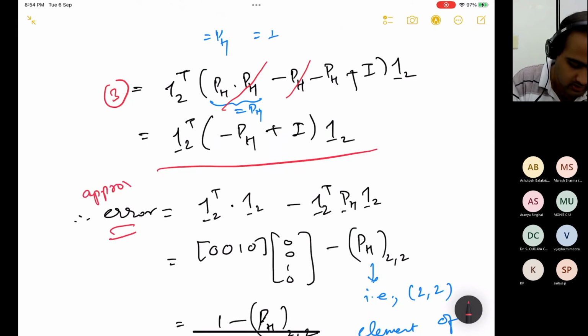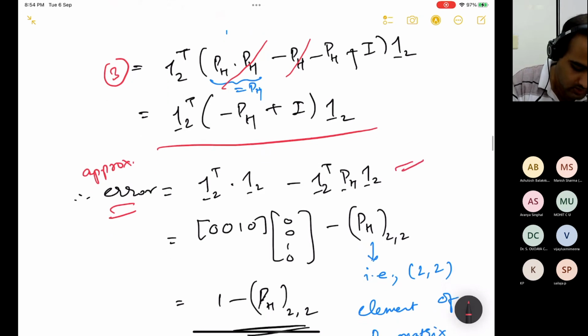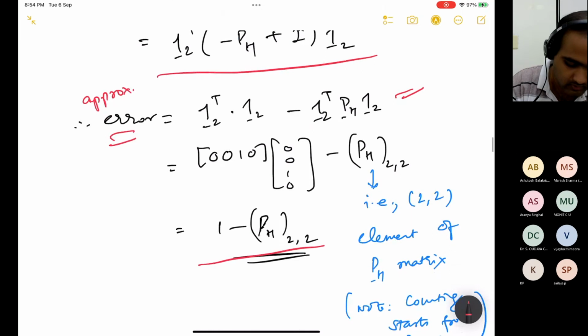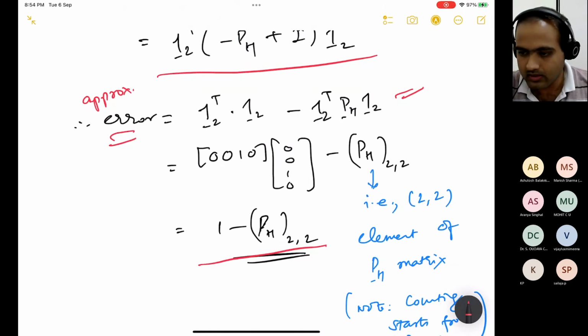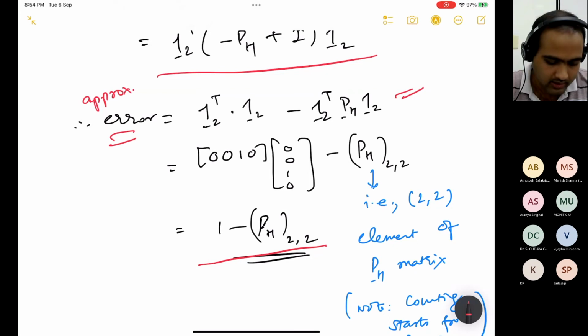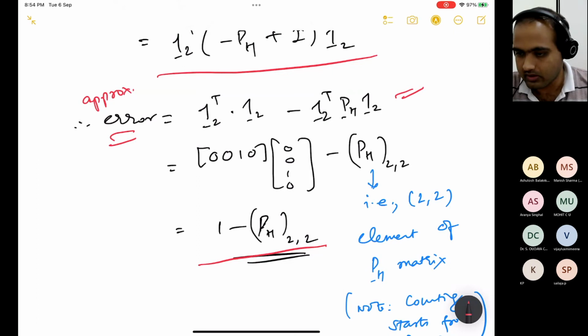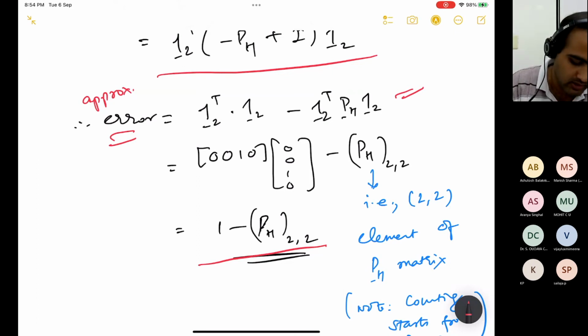The approximation error for equalization is given by this step, which further becomes this. If you are not able to understand this, because it is a very complex matrix notation, don't worry. We'll be solving some problems very soon, and in that you will be able to understand the meaning of this matrix notation. So what is the meaning of PH22?